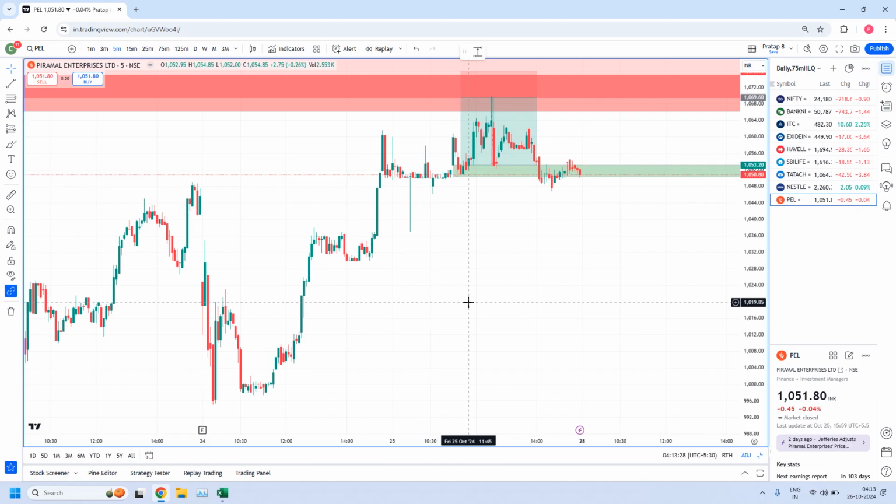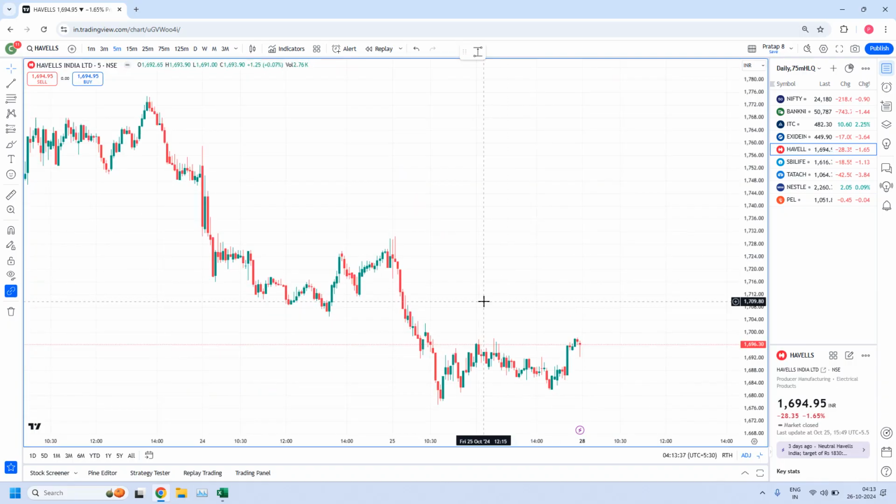Okay, we got these 3 successful trades. There is one more trade we didn't accept, that is Havells. Actually, that is a bear trap trade. That also reached the target, but we didn't accept the trade.